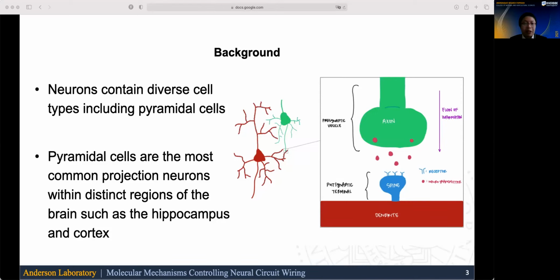The presynaptic vesicle contains neurotransmitters, and these are chemical substances that are used to transmit information to other neurons. When the neurotransmitters are released from this presynaptic vesicle, they travel to other neurons and they are received by receptors on spines. And this allows information to be communicated to other neurons.